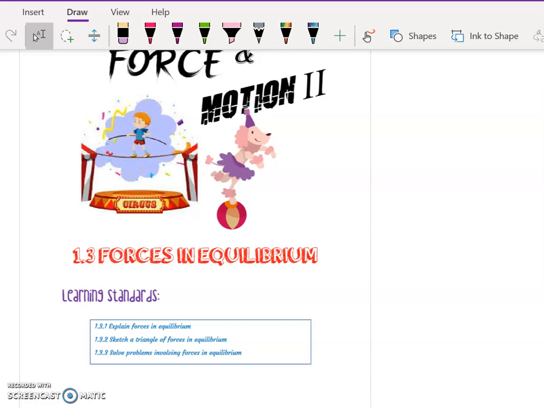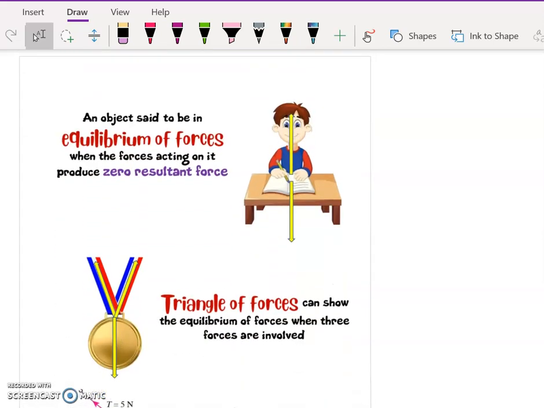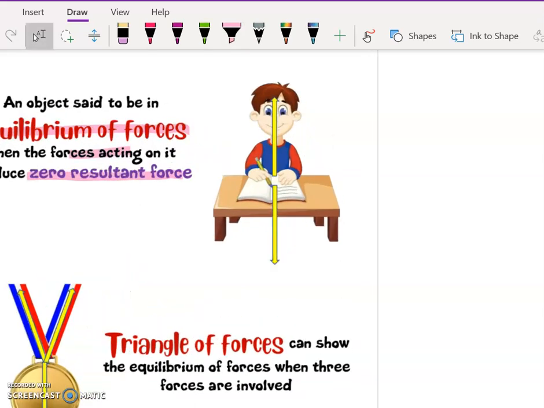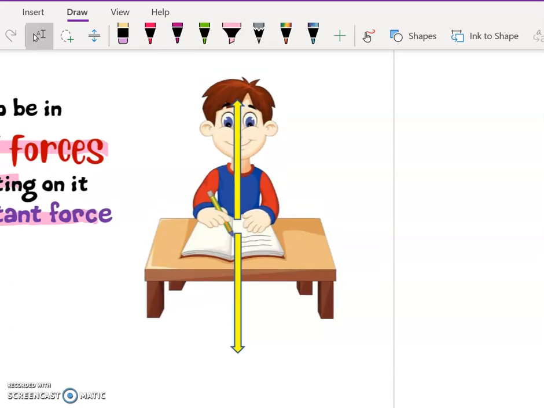Okay, hi everyone. So today we are going to continue with 1.3 forces in equilibrium. An object is said to be in equilibrium of forces when the forces acting on it produce zero resulting force. For example, here in this diagram, a boy is sitting reading a book on a table and the forces acting on the boy is in equilibrium.